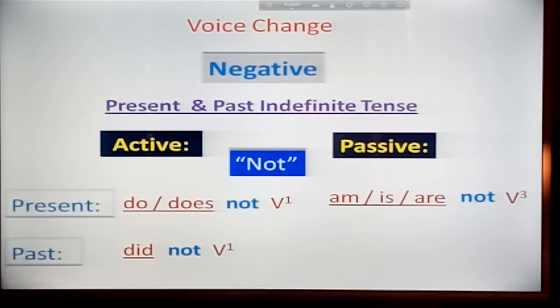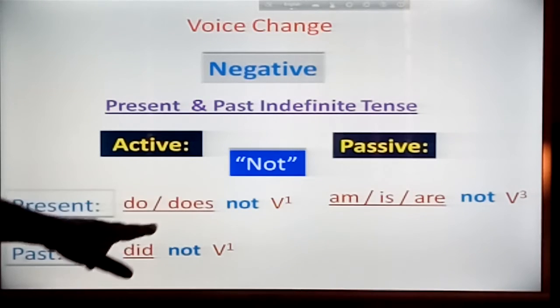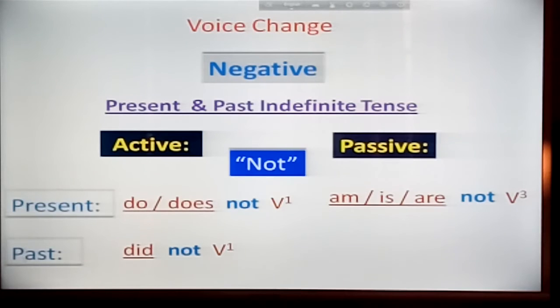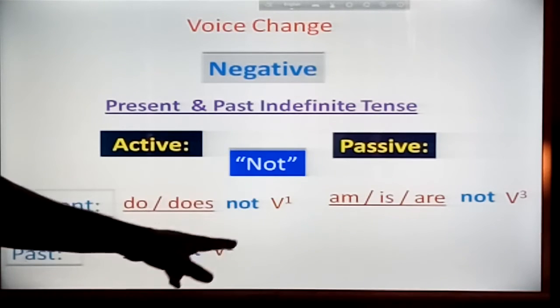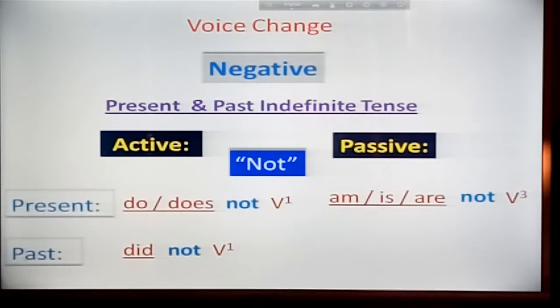So you see, dear students, every time we use do, does or did as the auxiliary, the main verbs are always in the basic form, in the bare infinitive form. We cannot add s, es or anything with the main verb when the auxiliaries are do, does or did.